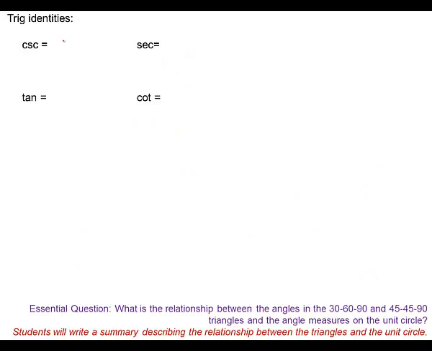We've already learned that cosecant is the reciprocal of sine, right? So if I had cosecant, it's the same as 1 over sine. Secant is the reciprocal of cosine, so we would call that 1 over cosine. And then there are two we call the quotient identities, and again, they come up eventually later, but it helps to know what they are for our unit circle stuff. Tangent is the sine over the cosine, and the cotangent is the cosine over the sine.